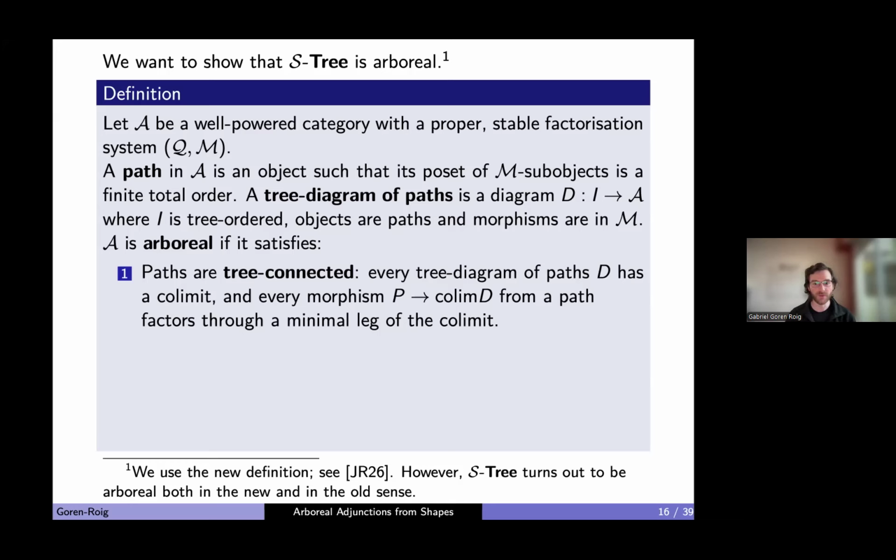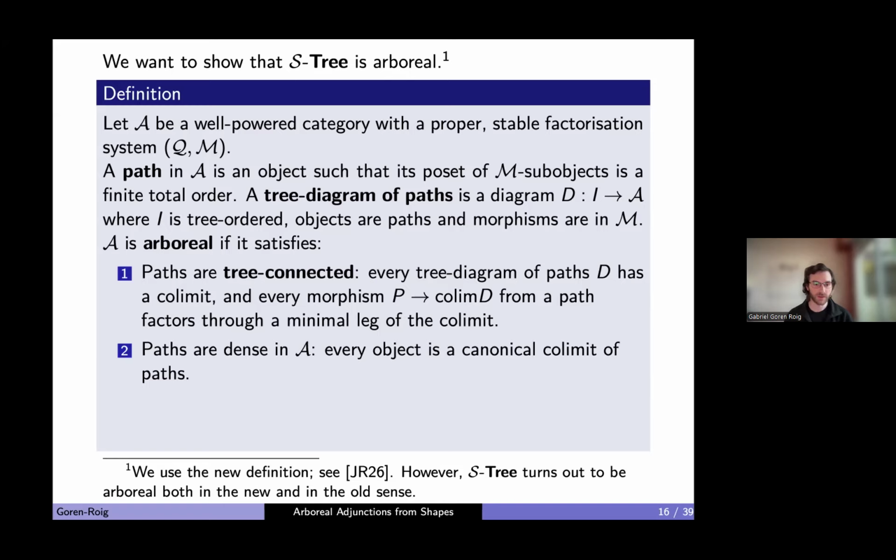So first of all, every tree diagram of paths has a co-limit. We don't require the category to be co-complete or something, but sometimes it is the case. We just require these tree diagrams of paths to have co-limits. And then every time we map into one of these co-limits from a path, this map should factor in a special way through the co-limit. It should factor through the co-limit in a minimal way.